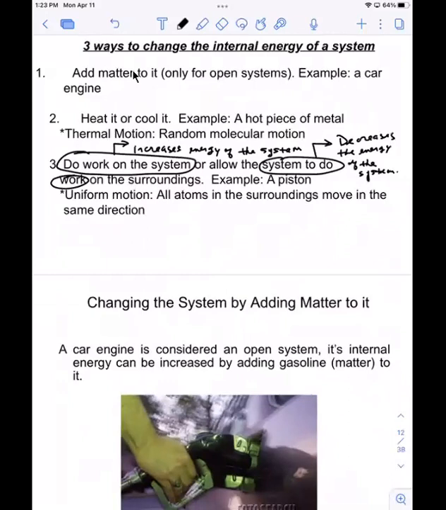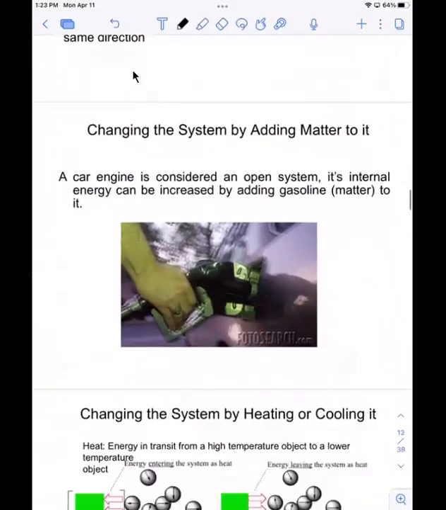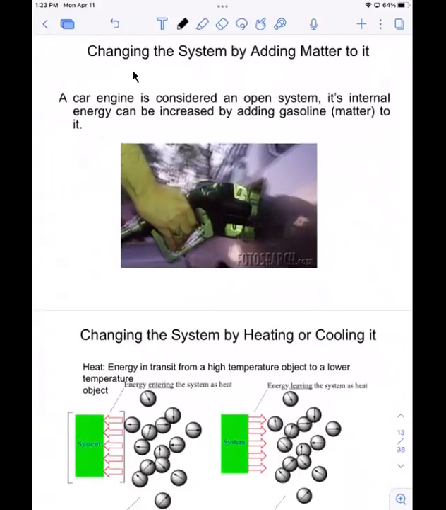All right. So when we think about adding matter to a system, a car engine is a great example, because a car engine is an open system, and you can increase the internal energy by adding matter to it. In this case, the matter in the form of gasoline. The more gas you add, the more combustion reactions that can happen to keep the energy of the system constant, as well as keeping the system moving, right?